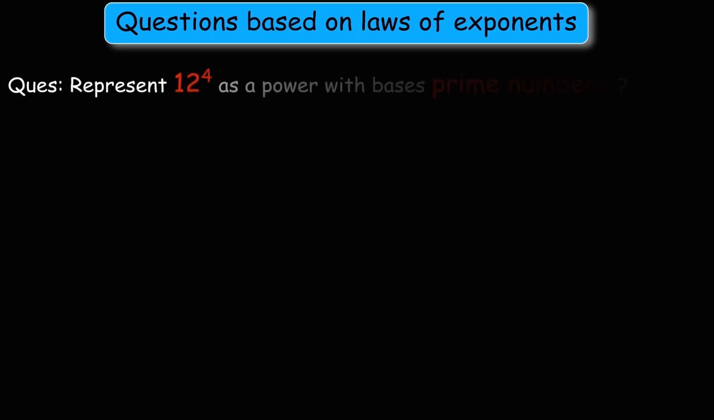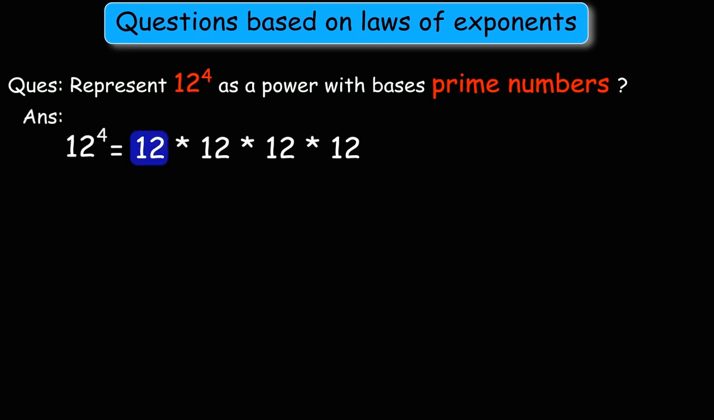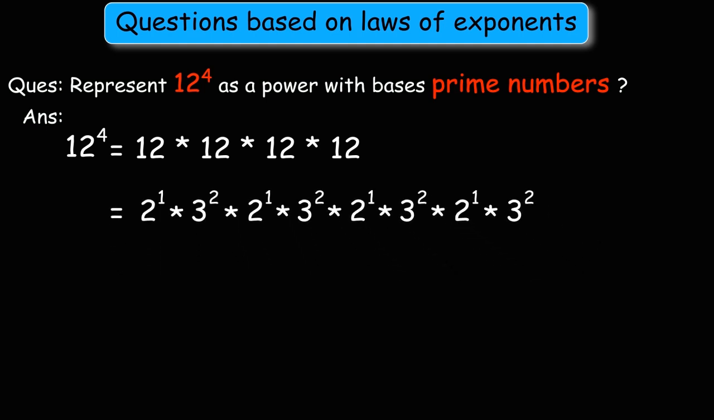Next, represent 12 to the power of 4 as a power with bases of prime numbers. 12 can be represented as 2 times 2 times 3. So we can write 2 raised to the power of 2 multiplied by 3 to the power of 1 for 12. And we have multiplied 12 with itself 4 times in total. So we write this expression 4 times. Therefore, we have 2 to the power of 2 multiplied by 3 to the power of 1, and that entire thing multiplied by itself 4 times.